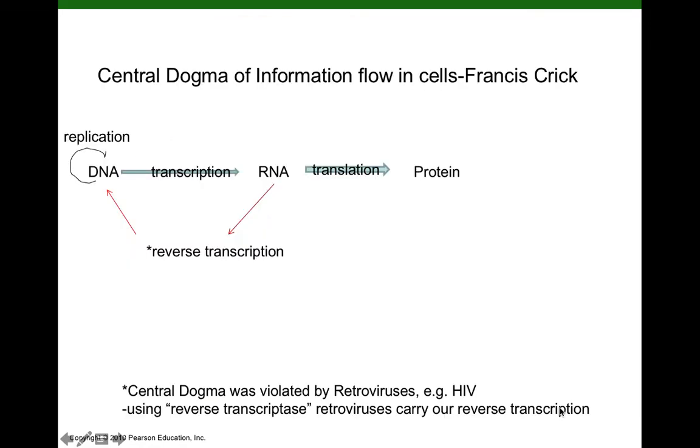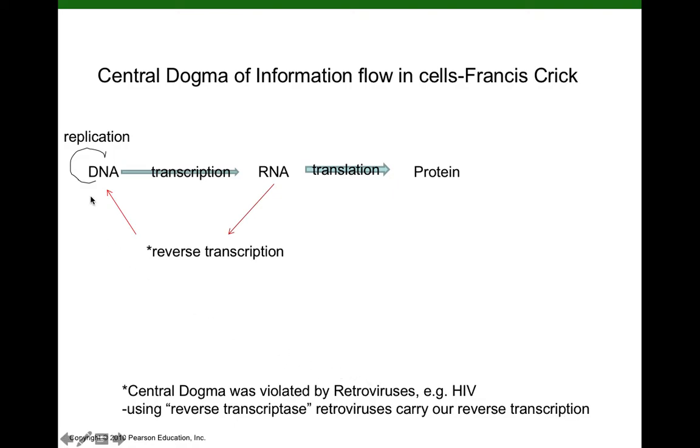This is an important concept map, a worldview of information flow within cells, and this is called the central dogma of information flow in cells, developed by Francis Crick of the famous Watson and Crick duo that described DNA structure.